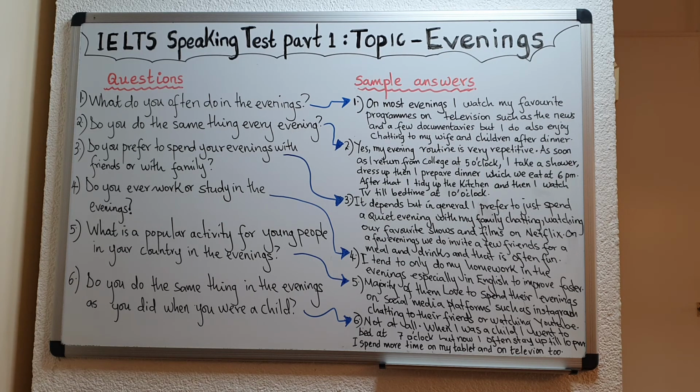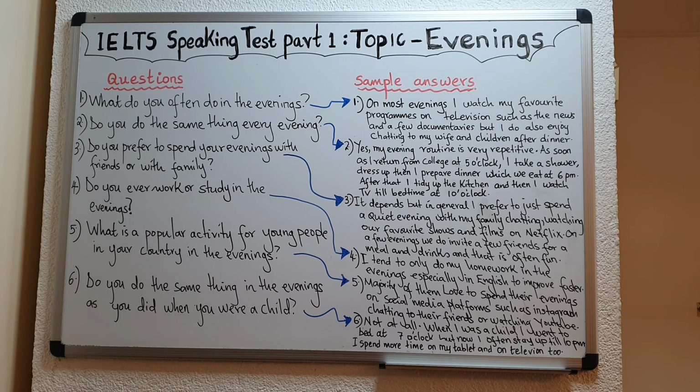Now, question 6. Do you do the same thing in the evenings as you did when you were a child? Now, what that question is asking you is, back in the day when you're a child, what sort of things did you do in the evenings? And now that you are an adult, what sort of things do you do in the evenings? And are they the same?